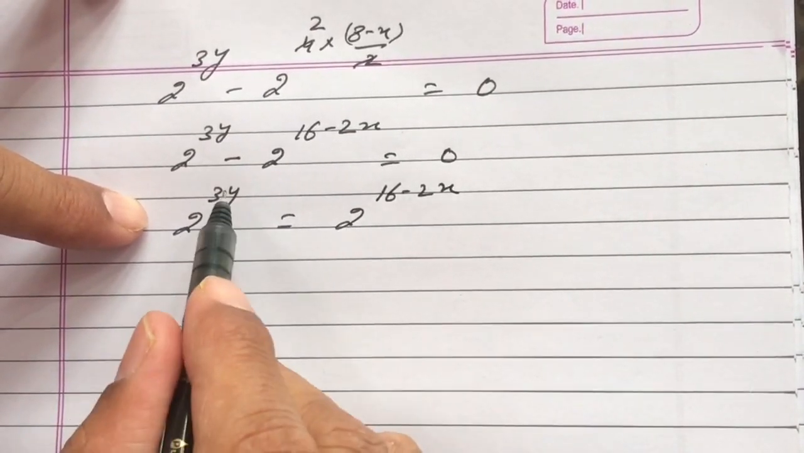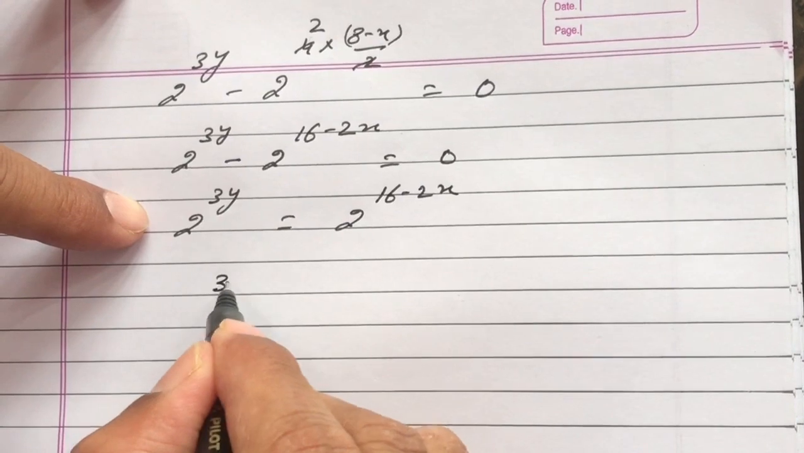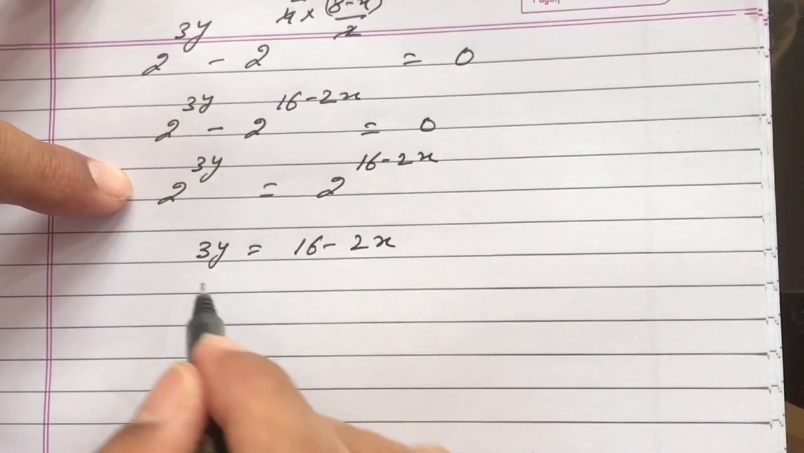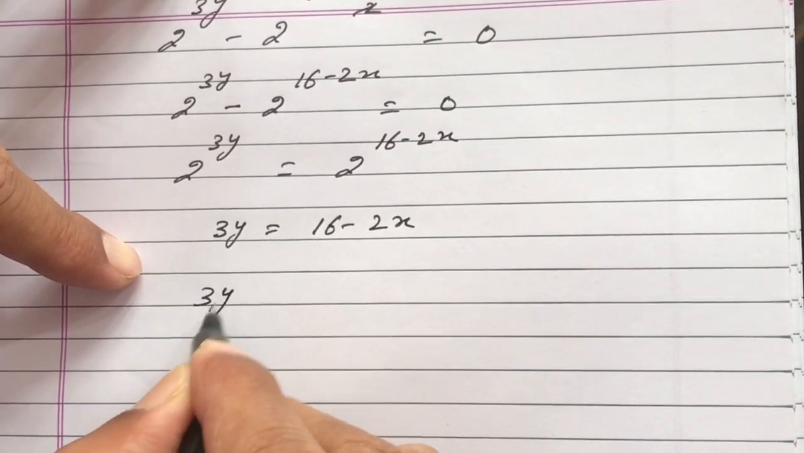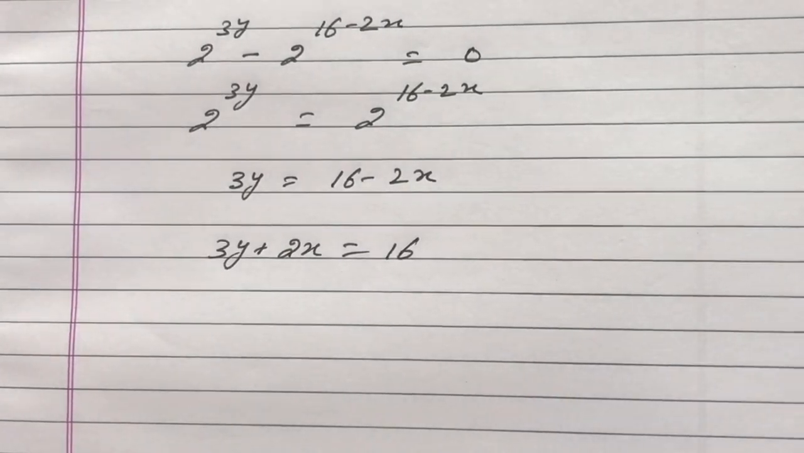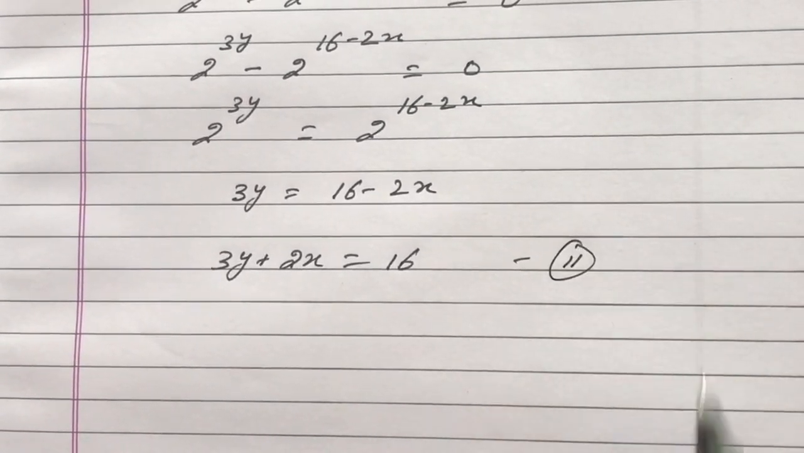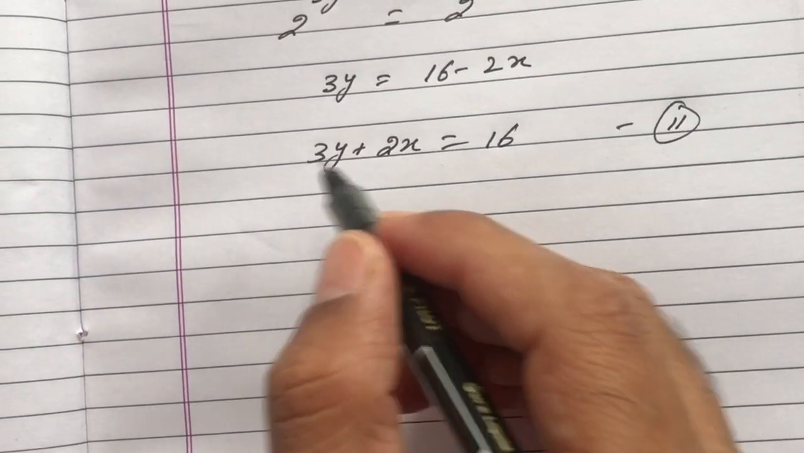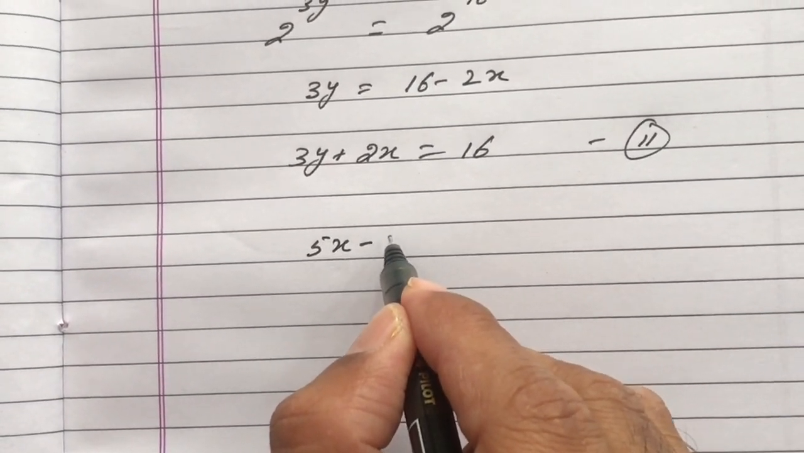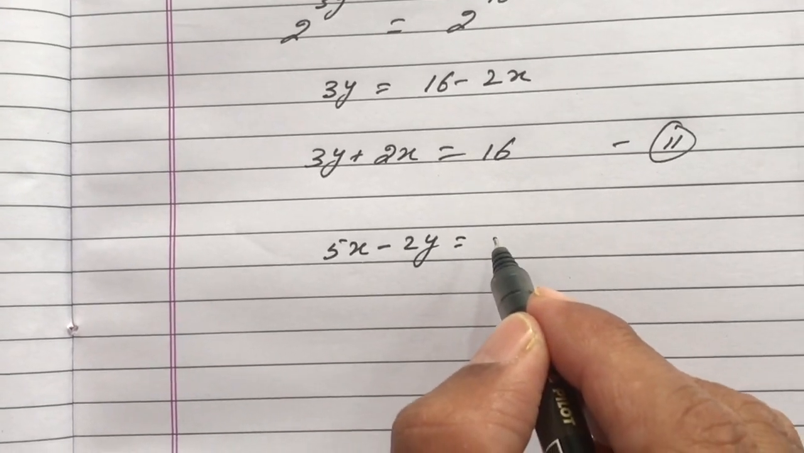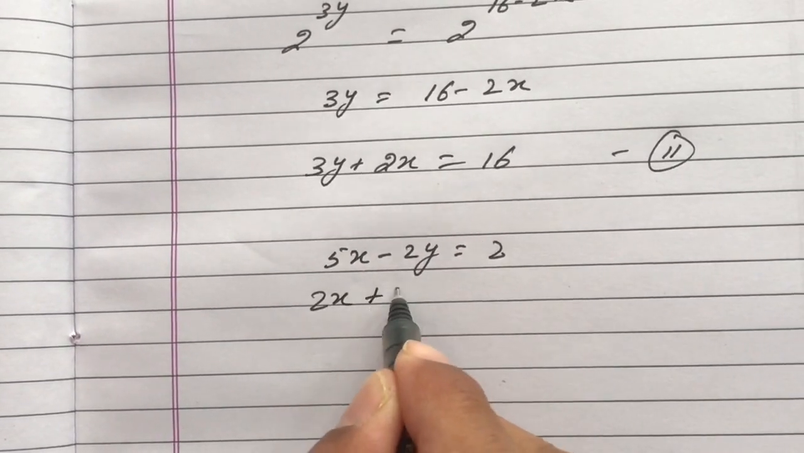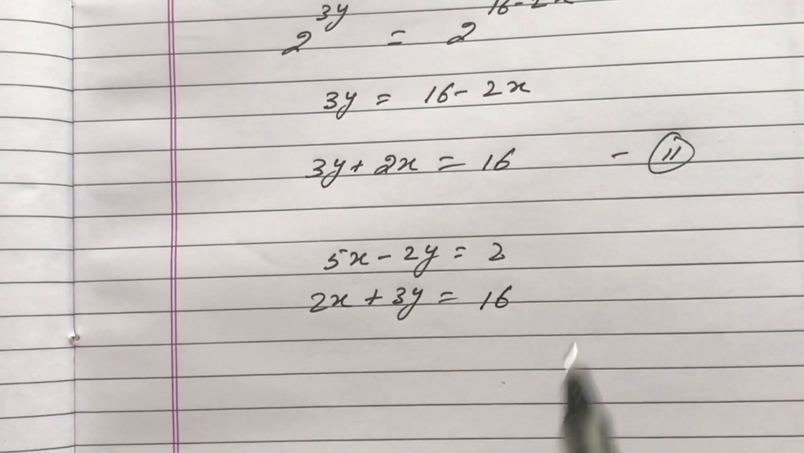Now bases are same, I can equate powers. 3y is equal to 16 minus 2x. 2x will get added here. 3y plus 2x is equal to 16. So this is my equation number 2. So equation number 1 was 5x minus 2y is equal to 2. This is 2x plus 3y equal to 16.